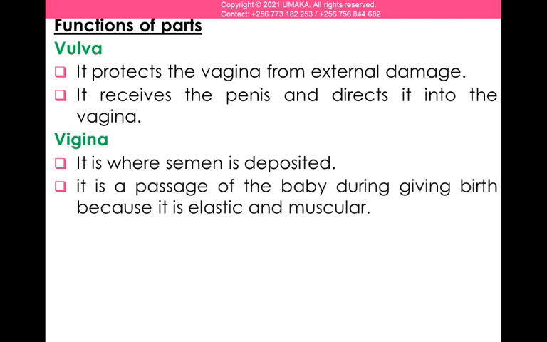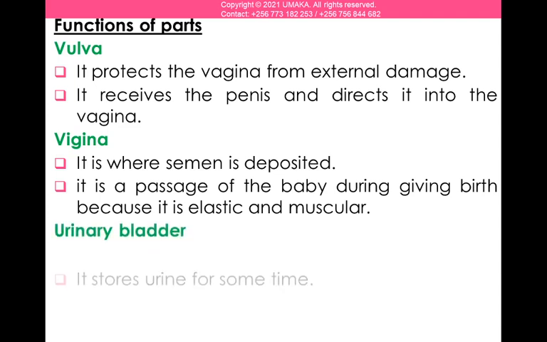Two, now I'm giving you the reason why it is called birth canal. It is a passage of the baby during giving birth. And remember, giving birth in cattle, we also called it parturition or calving. So during giving birth, the baby passes through the vulva. Why is the vulva able to do that? It is elastic and muscular.